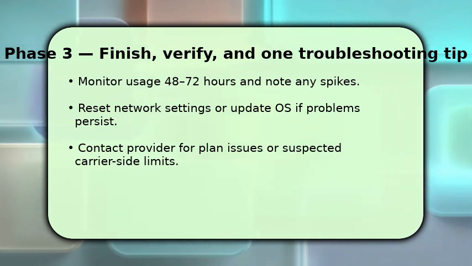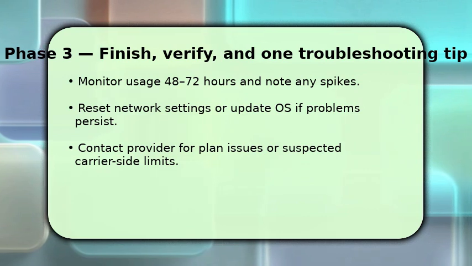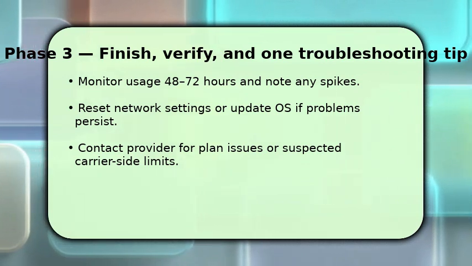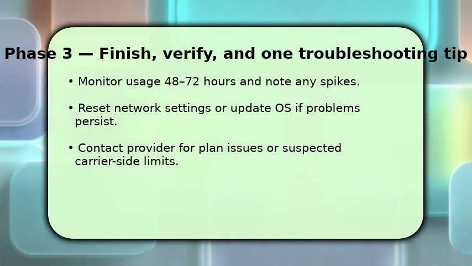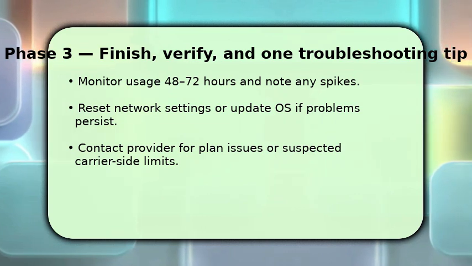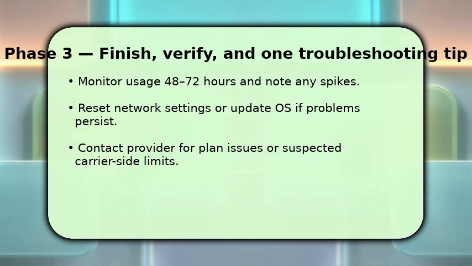Make sure to document when spikes occur. That helps if you contact your provider to check for carrier-side problems or plan misconfigurations. One key troubleshooting tip: if data spikes continue after these steps, toggle airplane mode briefly and rejoin the network to clear lingering connections.